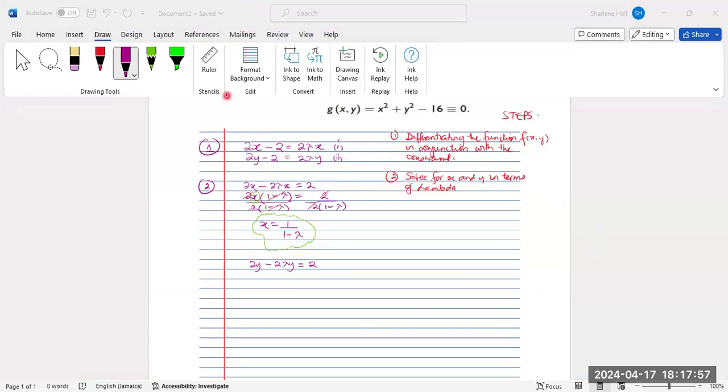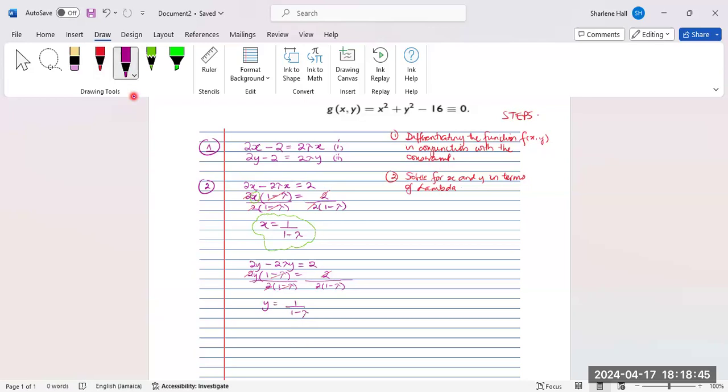So now 2y is common, so I'm factoring out the 2y. I'm going to have 2y times 1 minus lambda is equal to 2. And then, similar to what I did before, I want the value of y. I'm going to divide both sides by 2 times 1 minus lambda. That 2 cancels that 2, and the 1 minus lambda cancels the 1 minus lambda. You see what I did? Y is equal to 1 over 1 minus lambda.